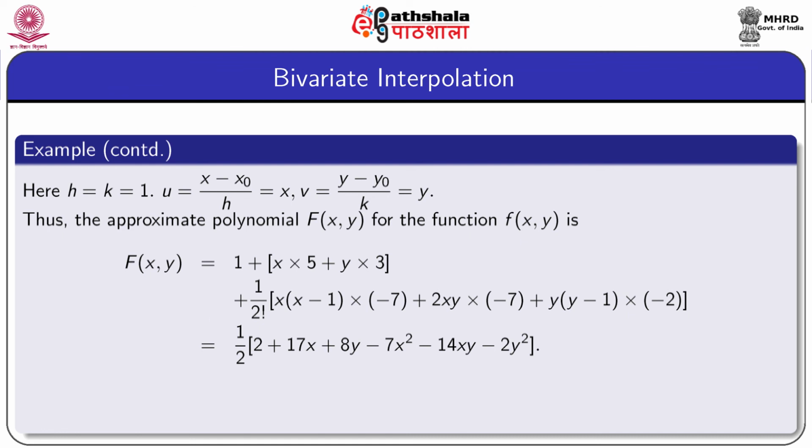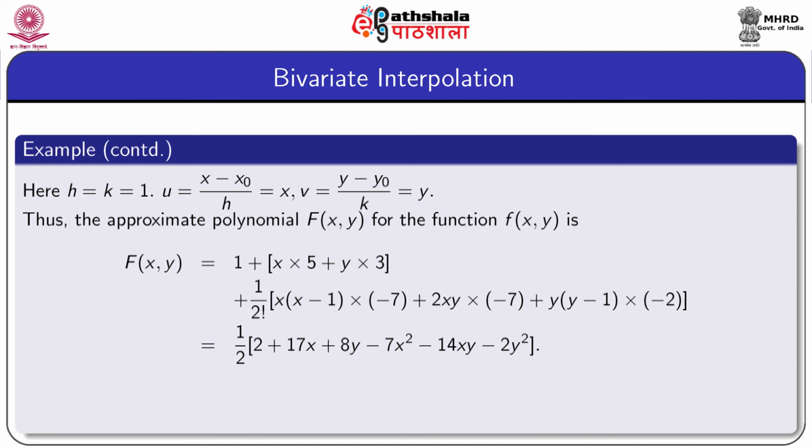So, for this case h and k are equal to 1, u equal to x minus x0 by h, this is equal to x because x0 is 0 and h equal to 1. Similarly, v equal to y, because v equal to y minus y0 by k gives y since y0 equal to 0 and k equal to 1.